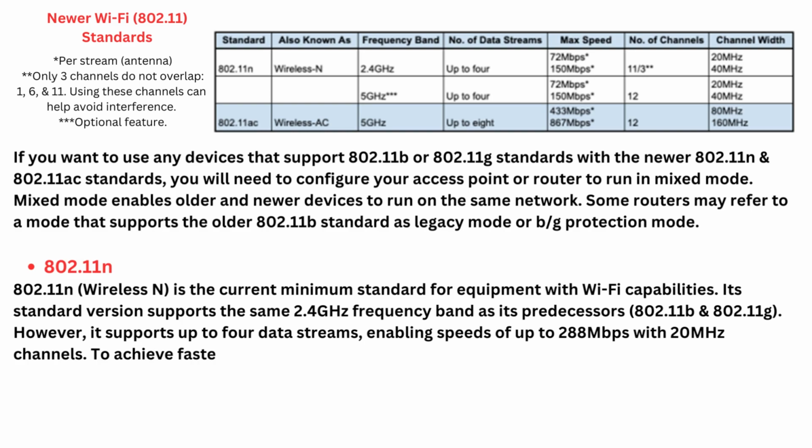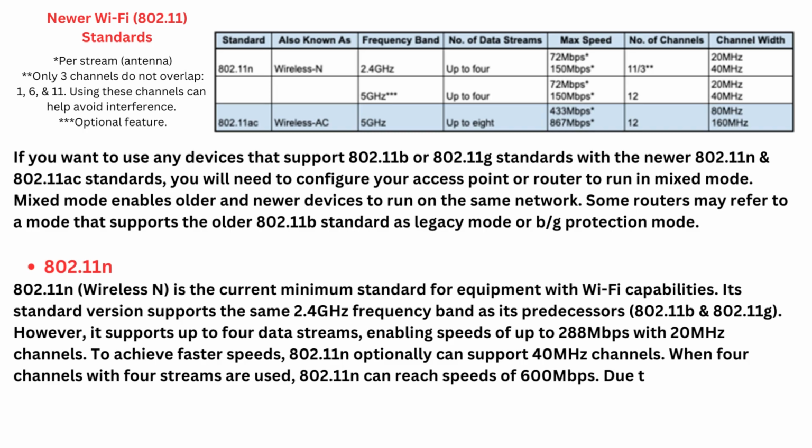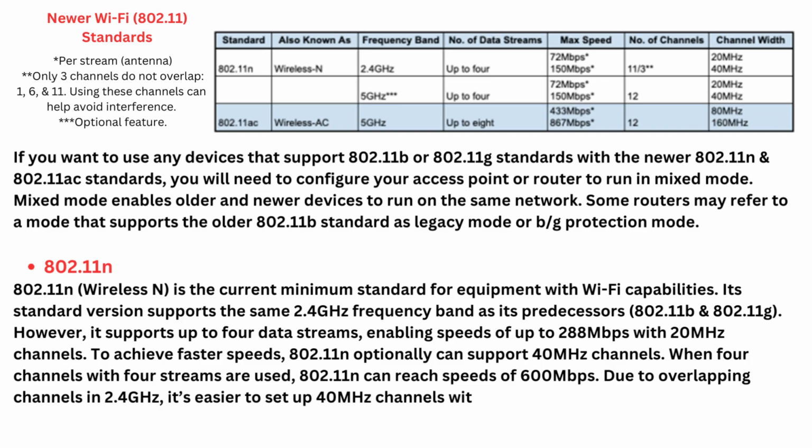To achieve faster speeds, 802.11n optionally can support 40 MHz channels. When 4 channels with 4 streams are used, 802.11n can reach speeds of 600 Mbps. Due to overlapping channels in 2.4 GHz, it's easier to set up 40 MHz channels with 802.11n hardware that supports 5 GHz signals.